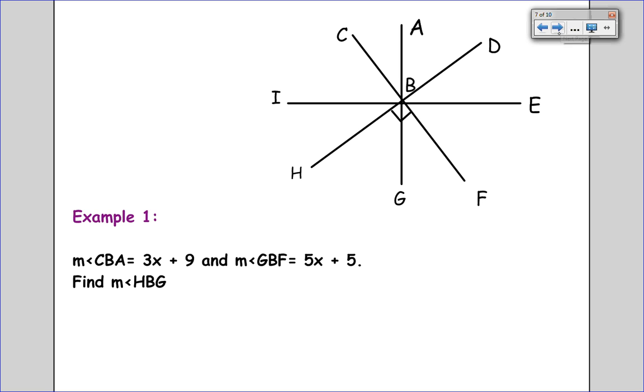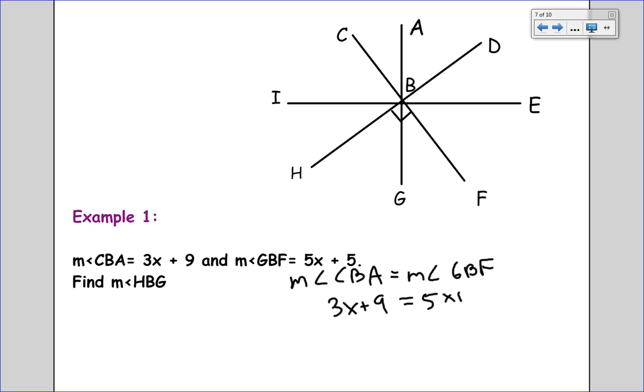Let's look at one more. CBA is right here, and GBF is right here. What do you notice about those two angles? What do they create? If you said vertical angles, then you're correct, and we know that vertical angles are congruent. So I can say measure of angle CBA equals the measure of angle GBF. So let's plug in. 3x plus 9 equals 5x plus 5.